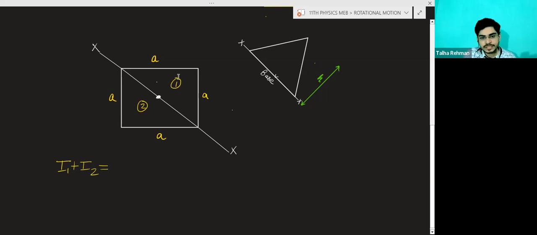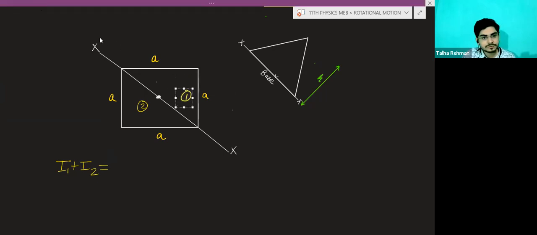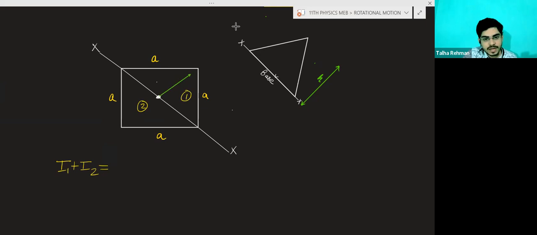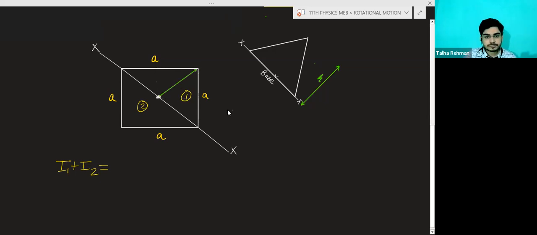Okay, so for the moment of inertia of triangle 1, you have to remember what the height is here. So the height, or you can say the altitude, is this. This will be the height you have to take. Can we find this height? We can find this height.